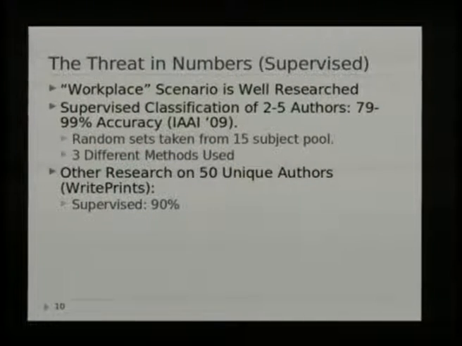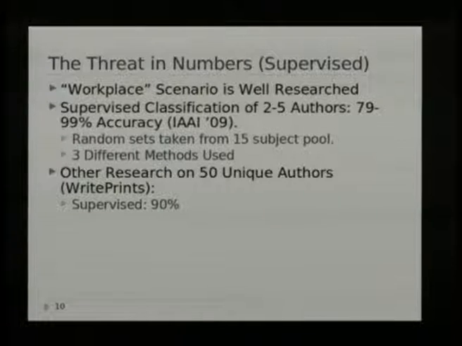A much bigger threat, though, is in supervised authorship recognition. We did a large study, which I'll go into detail within a few slides, looking between 2 and 5 authors, and found that with anywhere from 80 to almost 100% accuracy, you can figure out who authored an anonymous document amongst a group of 2, 3, 4, and 5 authors. Furthermore, there's other research out there showing that groups of up to 50 authors can be distinguished with up to 90% accuracy. So the point of throwing these numbers at you is to say that the threat of stylometry against privacy is real. It can be used against you if you're trying to publish something anonymously.